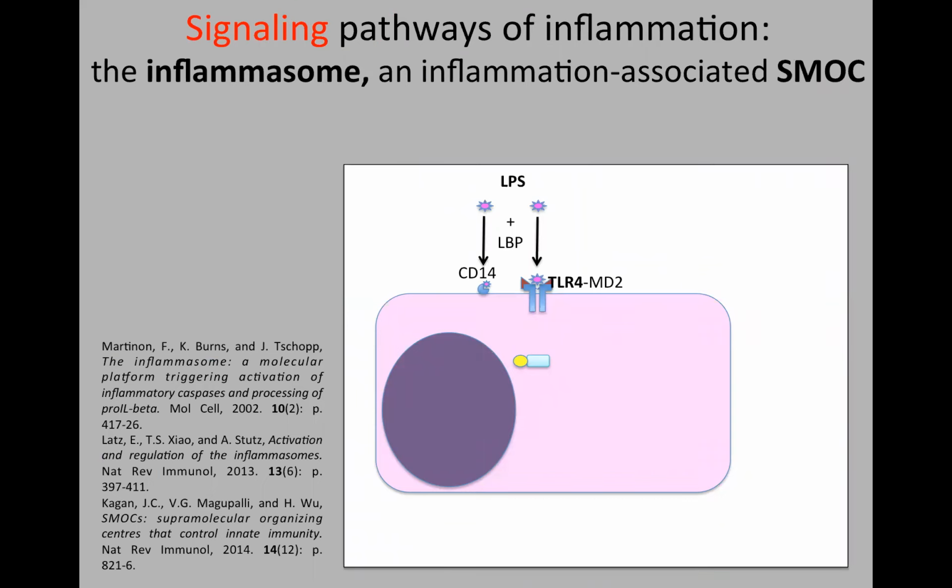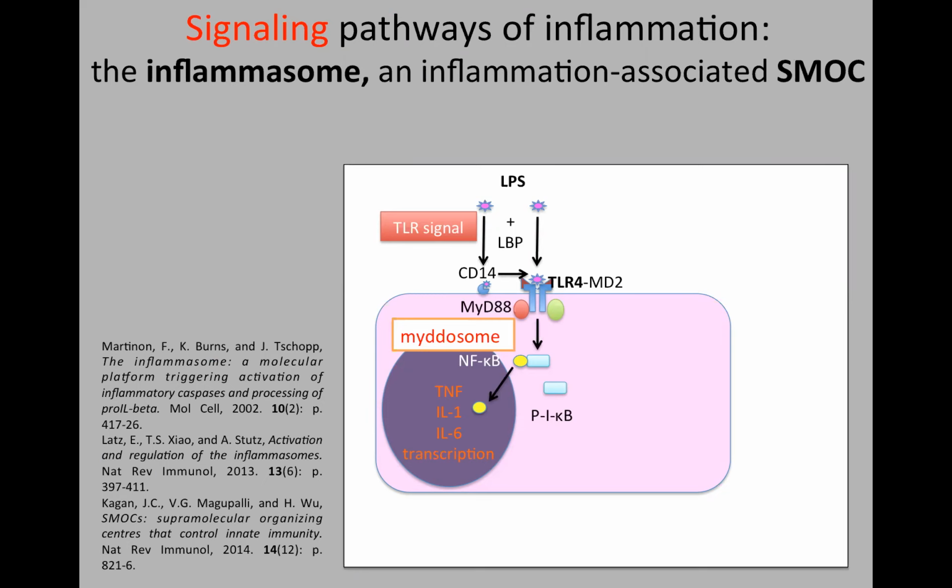So this is how it looks. Whenever we see an LPS molecule or LPS molecules in our body, that one will be carried to the TLR4 receptor complex, and the myddosome will be activated, and this one will induce NF-kappa B translocation into the nucleus, which will drive the TNF, IL-1, and IL-6 transcription in the nucleus. TNF and IL-6 are exported as proteins out of the cells, but interleukin-1 needs a further activation step, and that one requires a so-called inflammasome.